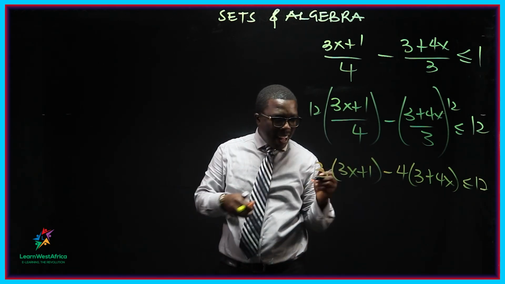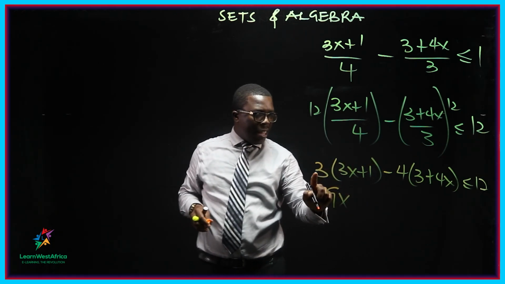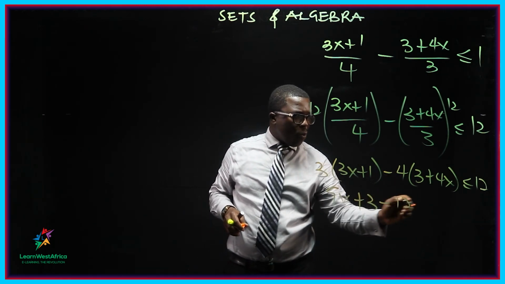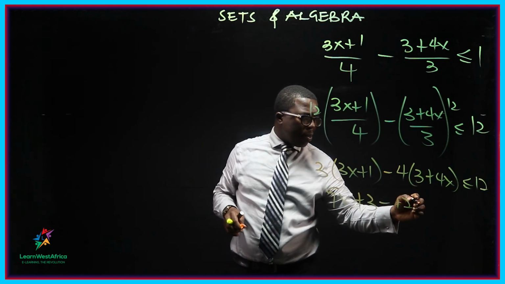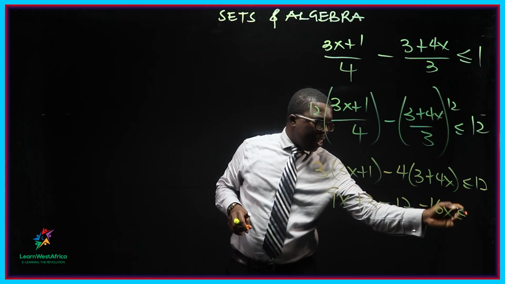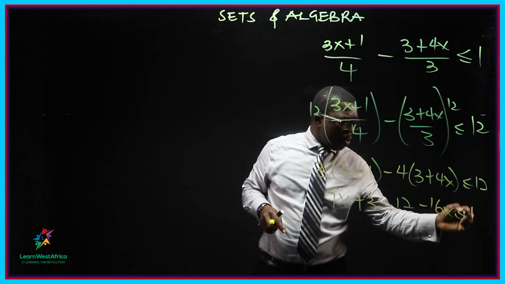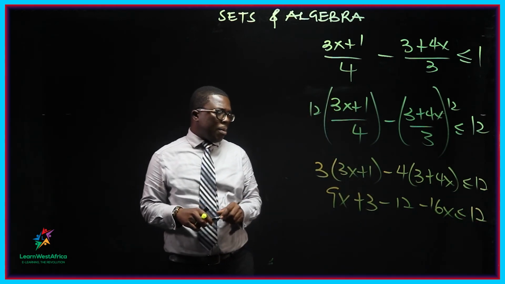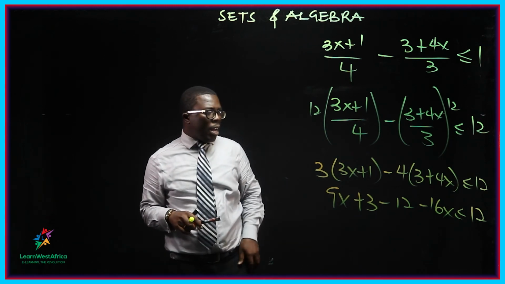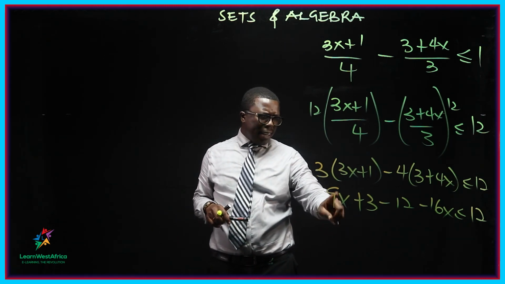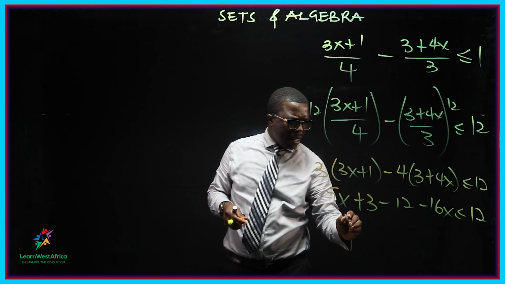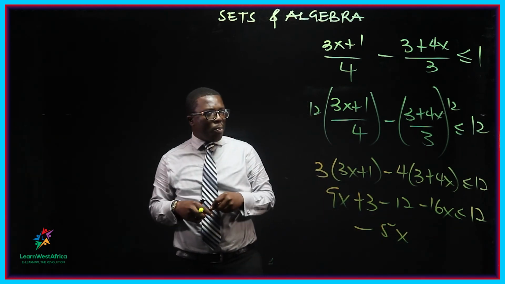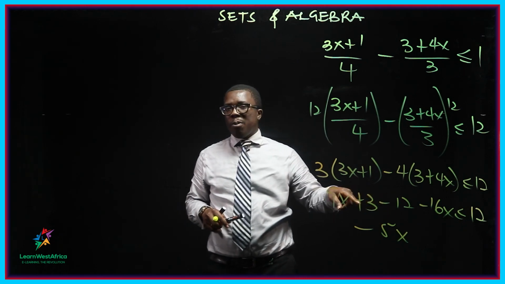So 3 times 3 is 9x, now 3 times 1 gives us 3. Now we work out minus 4 times 3x plus 4, which gives minus 12x minus 16, less than or equal to 12. Now we resolve it: 9x minus 12x gives us minus 5x, and then we have 3 minus 16 to deal with.